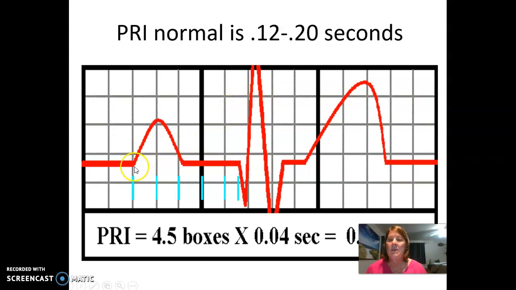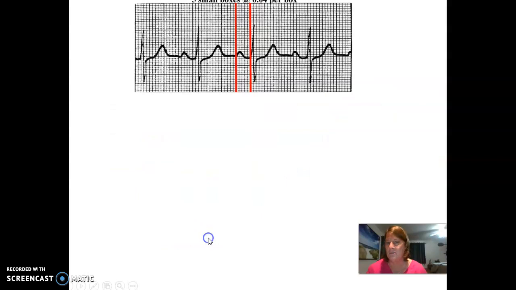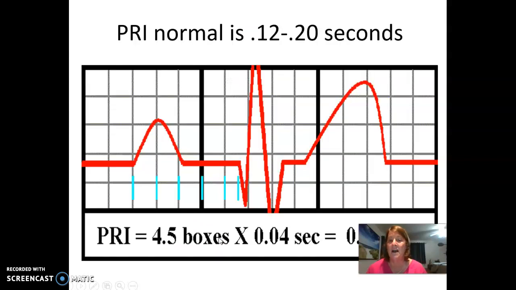So when I'm measuring my PR interval, I start from the beginning of the P wave to the beginning of our QRS, and I count how many little boxes I have. So it's 1, 2, 3, 4, 4.5. So 4.5 boxes. Each little box is 0.04 seconds of time.